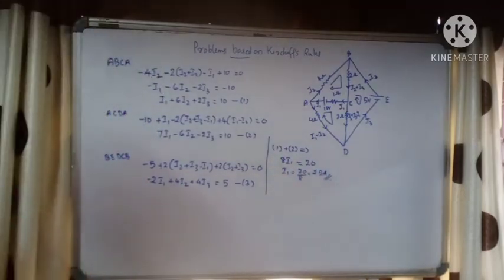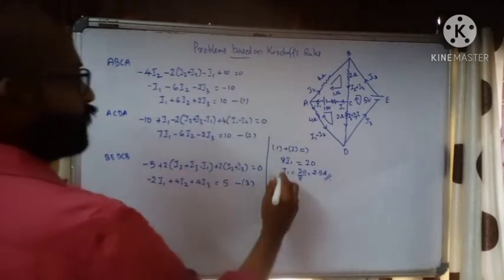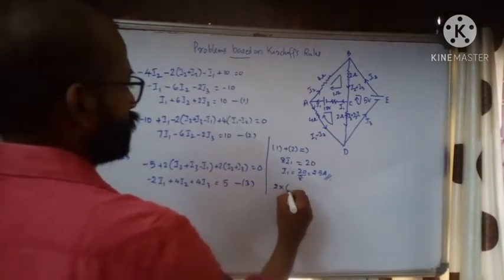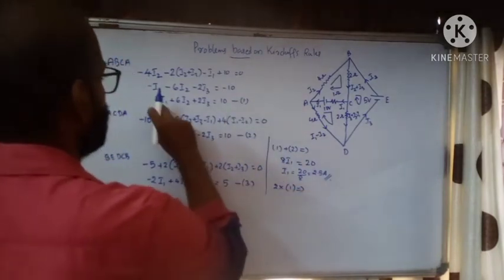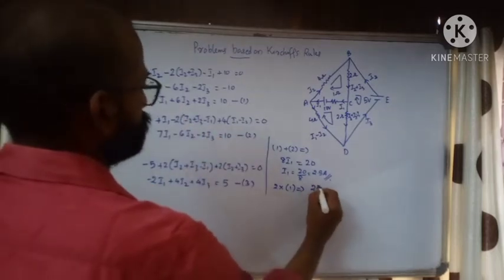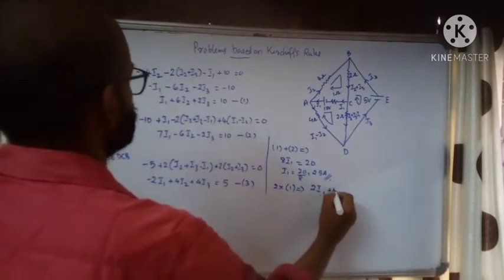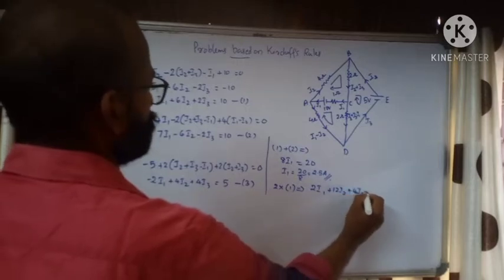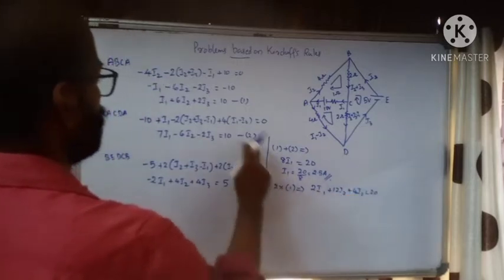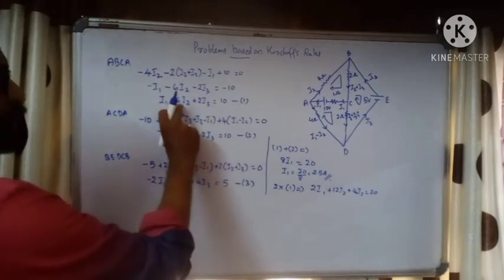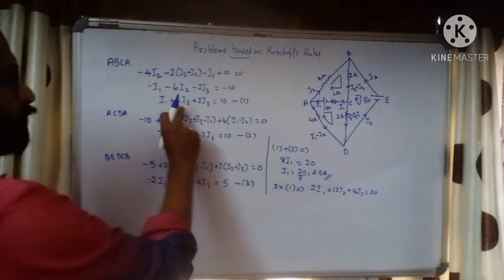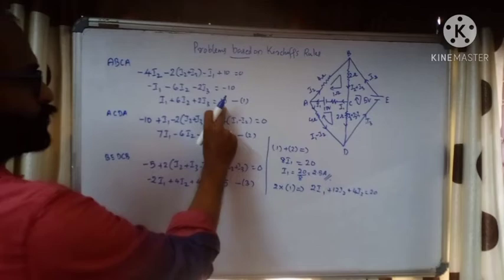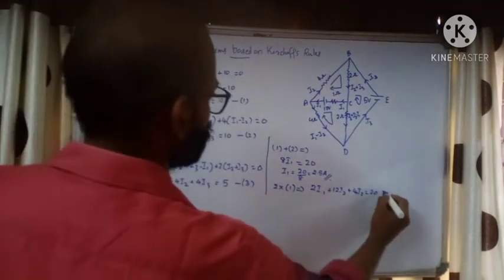Now we multiply 2 with equation number 1. See, 2 we multiply with equation number 1. We will get 2I1, then 12I2 plus 4I3 is equal to 20. Multiply 2 with 2 here. It is 2I1 plus 12I2 plus 4I3 is equal to 20. I can take this as equation number 4.